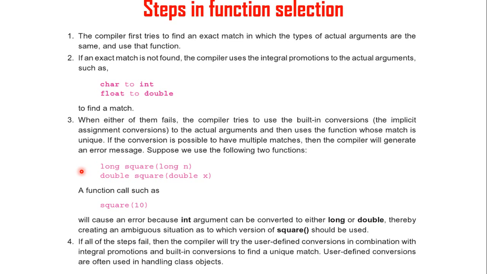So first thing, what? The first thing is it will try for the actual argument. If the actual arguments are satisfied, it will find a match. Next, if the actual argument is not found, it will try to do the integral promotions. If it is unable to find a match there, it will do built-in conversions. Even in built-in conversions, if unable to do so, it will try user-defined conversions. Got it? If it finds a match, it will use it. Otherwise, it will result in an error.